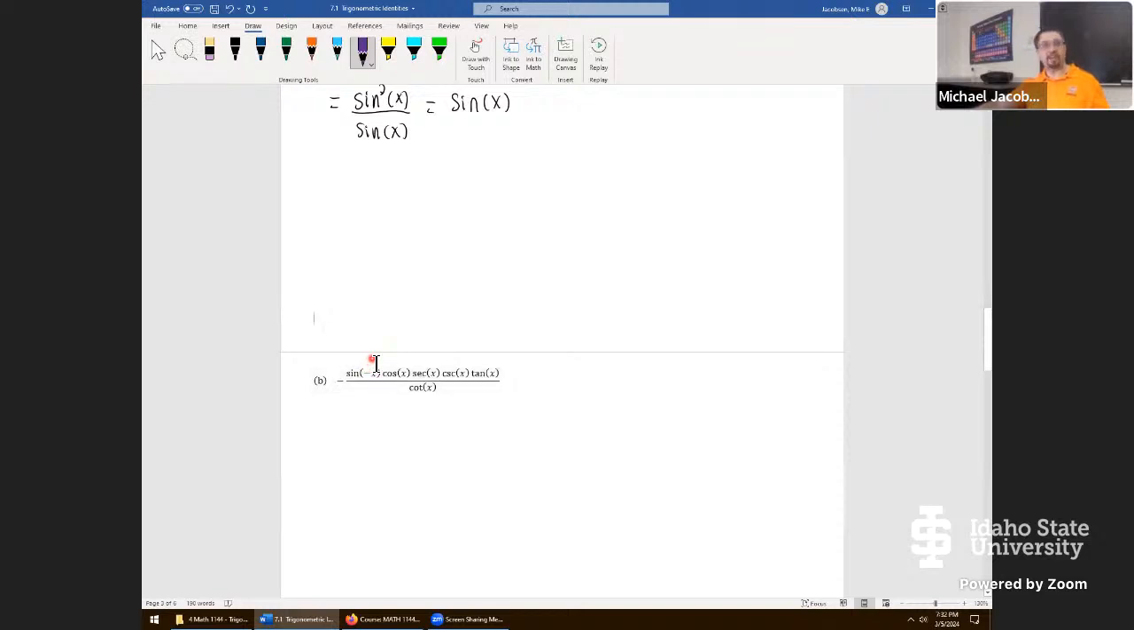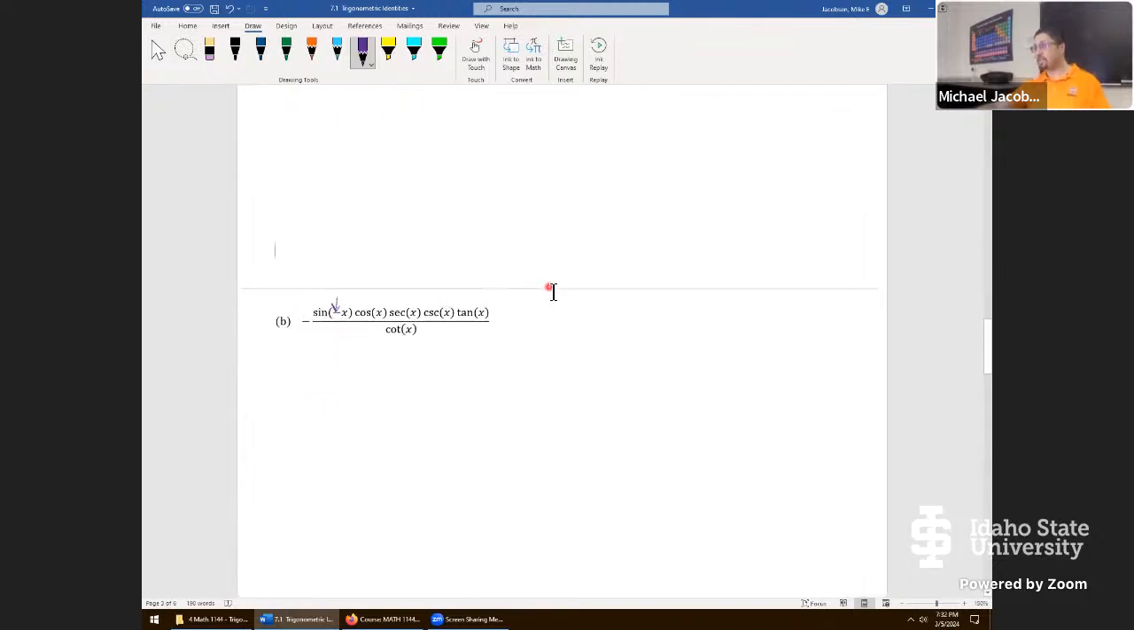But same kind of trick on this one. If you see a negative x here, the even and odd identities are going to allow that negative sign to move out in front. But when it moves out in front, it's going to cancel that negative sign. So the whole fraction is truly just positive in the end. So this one's going to go, correcting that very first step, I'll have just a sine x.